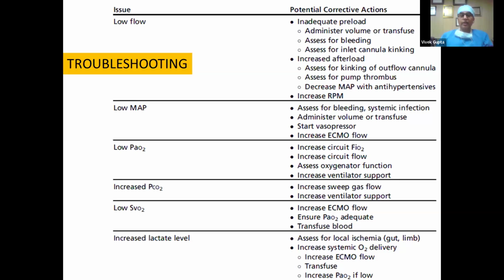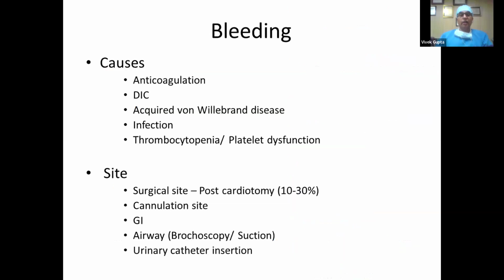If there is a rising level of lactate, that means your ECMO flow is not adequate to match the patient's need. You need to increase the ECMO flow, or you have to look for some ischemia somewhere. It can be a limb ischemia, a problem with the distal perfusion, or there can be gut ischemia as well because of embolization. So you have to be very careful if there is a rising lactate level.